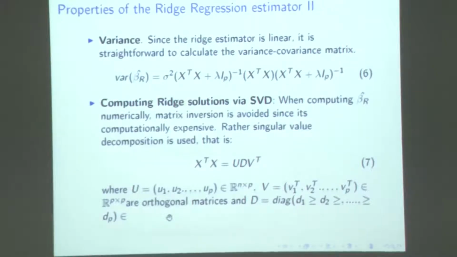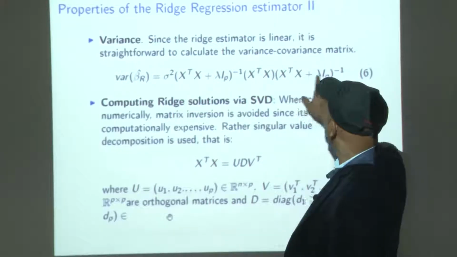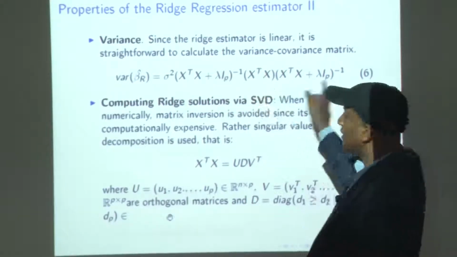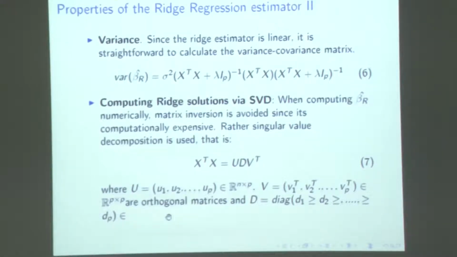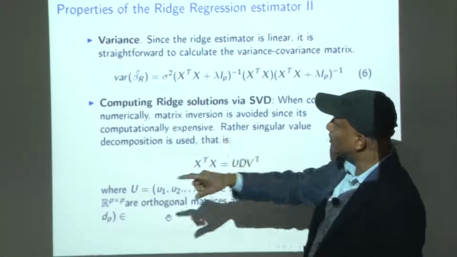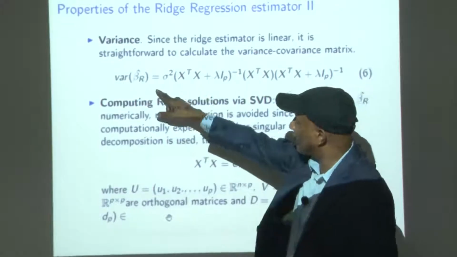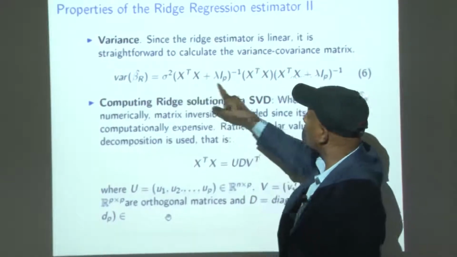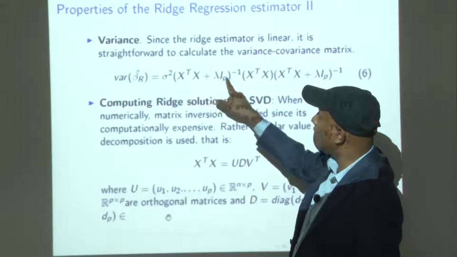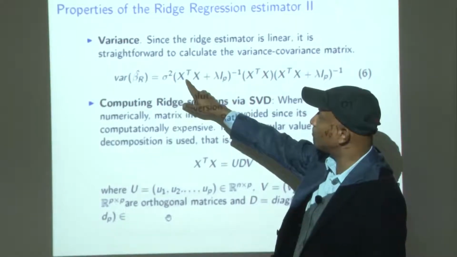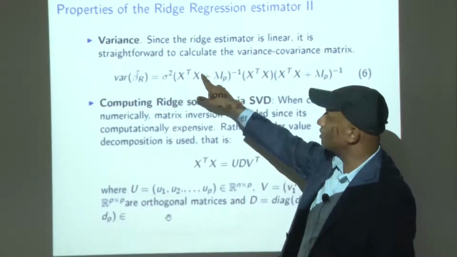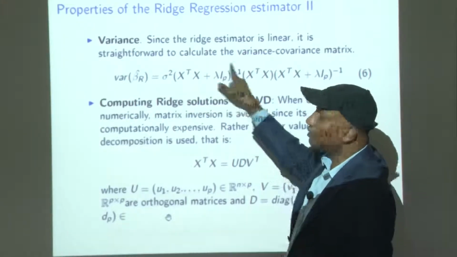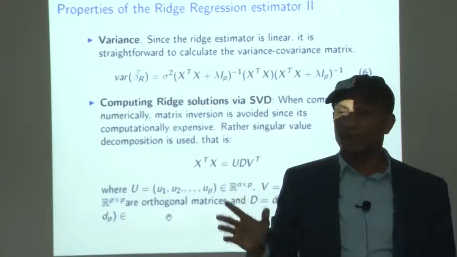What's the variance? Unless lambda equals 0, the variance does not match. In a general way, the variance expression is this. But to calculate this beta r or the variance, you have to invert this matrix. Although it is not a singular matrix, if P is very high dimensional, then this is a P by P matrix, and this inversion may not work.